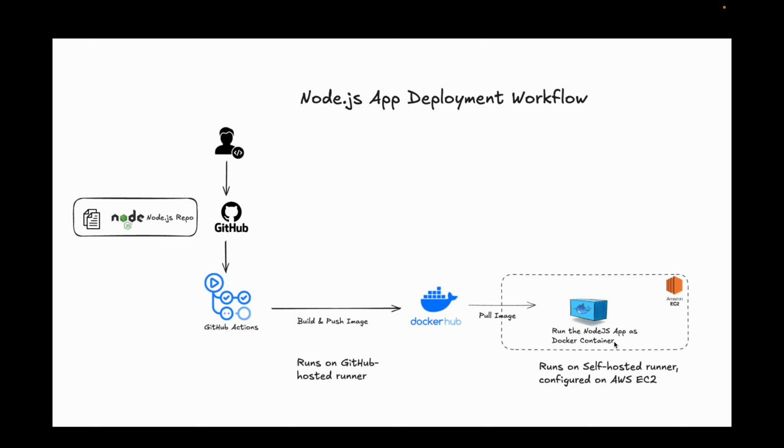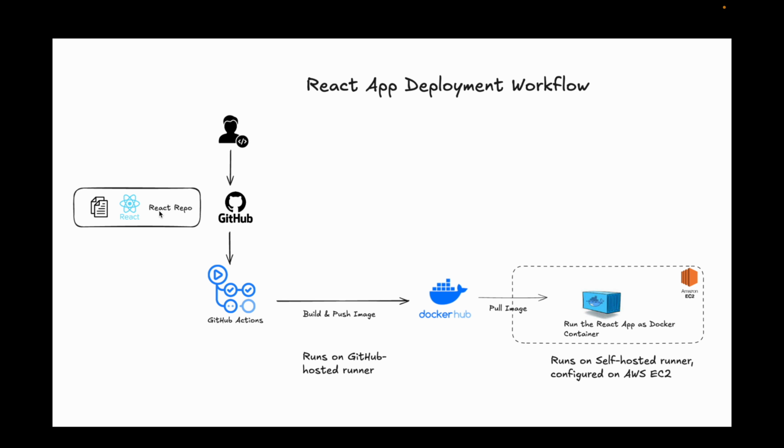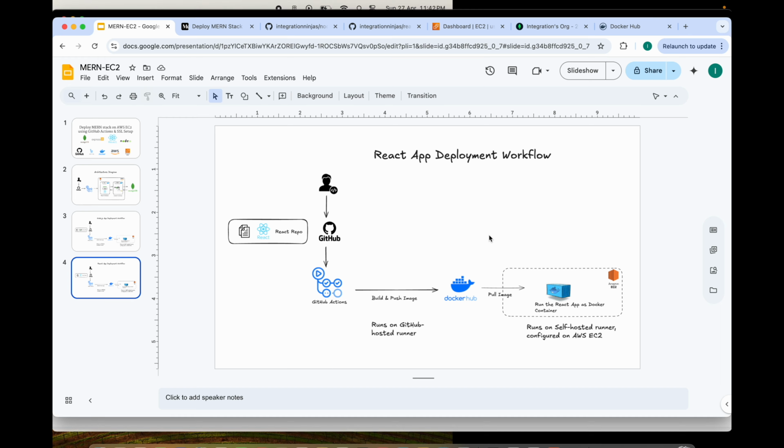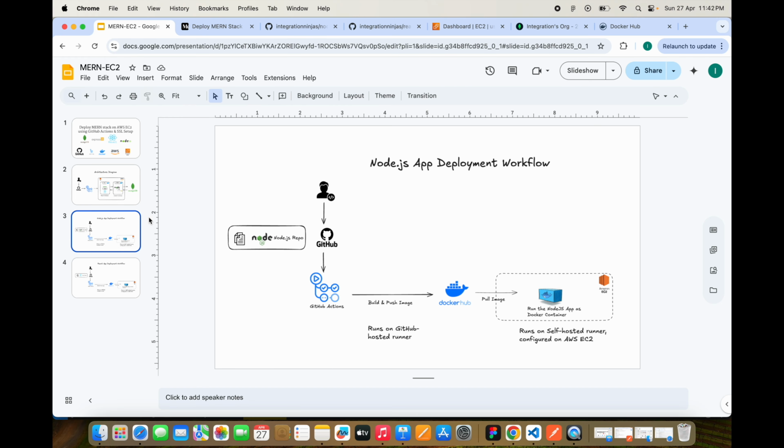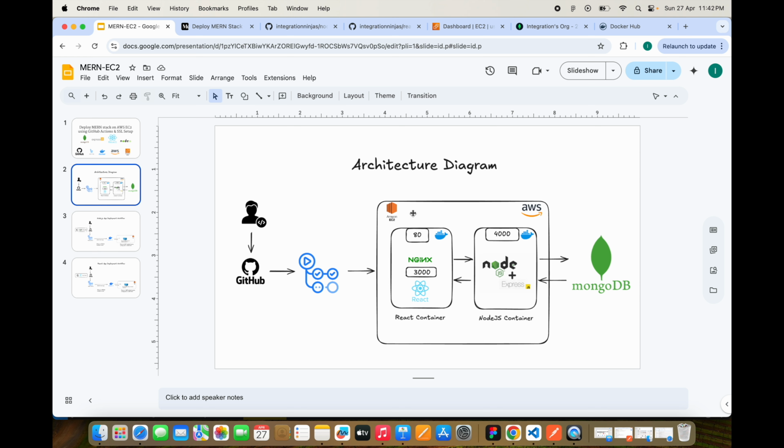Okay, so this will be running on the AWS EC2. The same steps we are going to do for the React application as well, so nothing changes there. So let's go here, and before going into anything, we have to set up important things, the AWS environment and MongoDB. So we are going to set up AWS EC2 and the Mongo database.